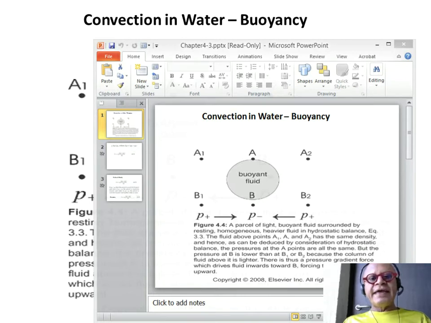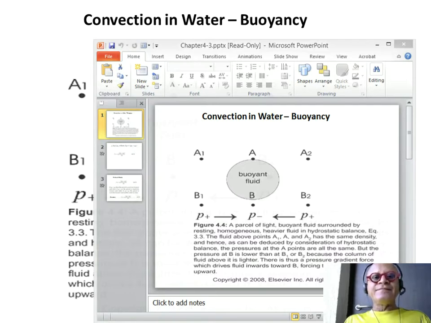Very good. So let's look at two positions in a water column here. You have A1, A, and A2, and B1, B, and B2. Somehow we have created a buoyant parcel at B. So pressures at A, A1, and A2 are the same. Whereas at the bottom we have created a lesser pressure at B, which means the flow is going to be from higher pressure at B1 and B2 into the lower pressure at B, which is going to push up this buoyant fluid, which is going to move up to A.